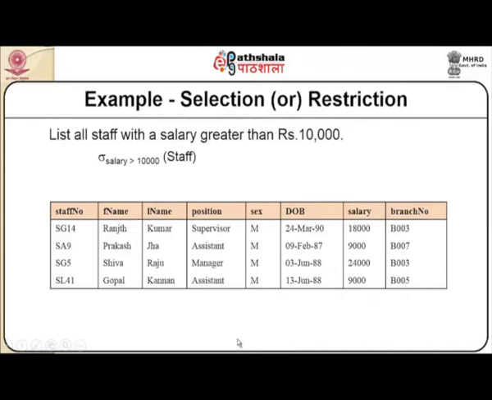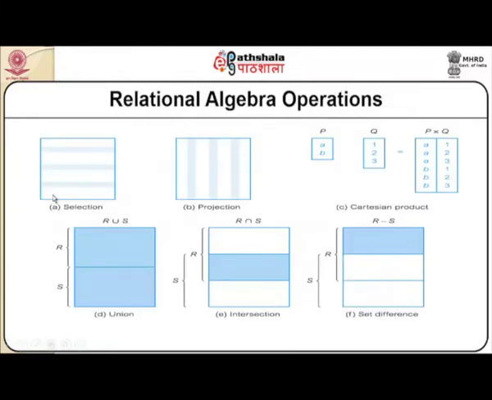Assume this is the list of records that is available for staff. The condition is to check on the salary greater than 10,000. Only 2 records will be highlighted of the 4 records, which will be the result. So, the salary greater than 10,000, 18 would be greater than 10,000, 24 is also greater than 10,000, whereas 9,000 is less than 10,000. Only these 2 values will be highlighted, like staff number SG14 and staff number SG5. The complete record pertaining to these 2 will be selected and displayed. So, that is what a selection is that we have explained. It has highlighted only the row values or the tuples.